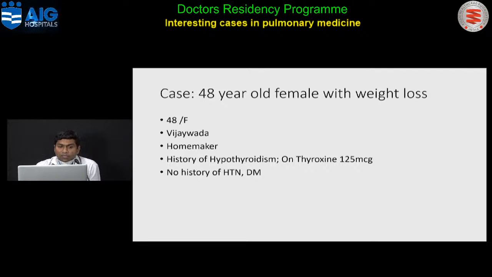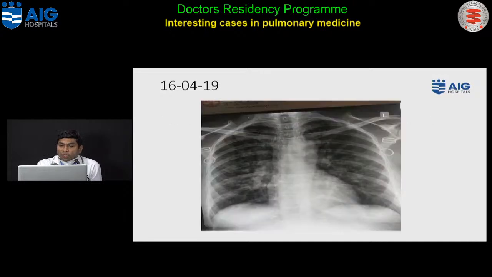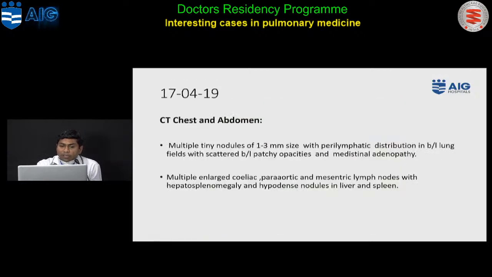And the last case, a 48-year-old female, presented with weight loss, and you can see that the patient was having hypothyroidism. There were no respiratory symptoms. Patient was not diabetic or hypertensive. Because of the weight loss, she underwent a master health checkup, and this patient's chest X-ray showed bilateral inhomogeneous shadows. You can see that there are bilateral inhomogeneous shadows, and the CT scan chest and abdomen were done.